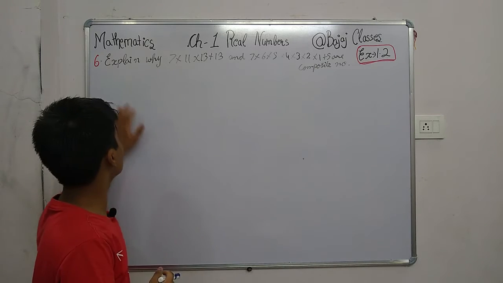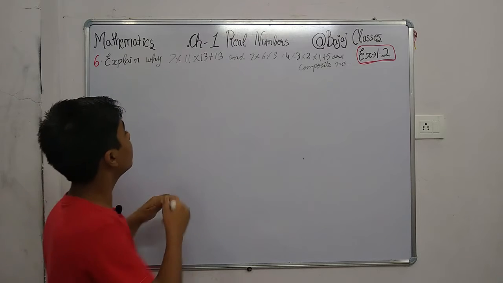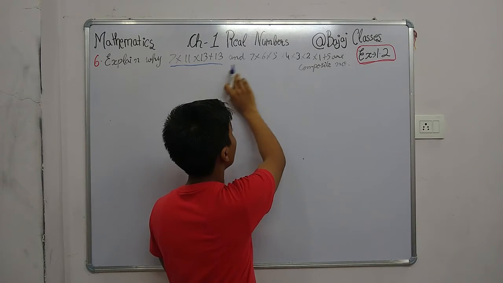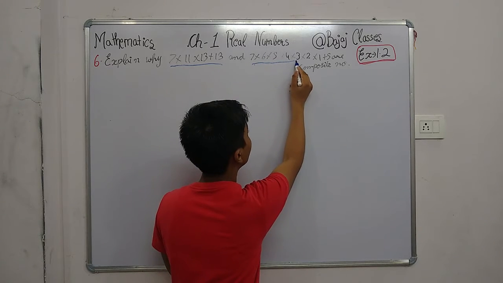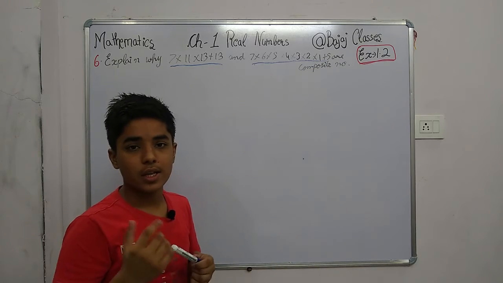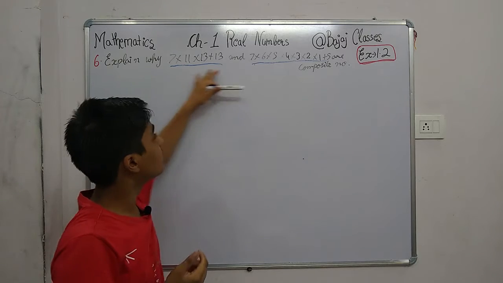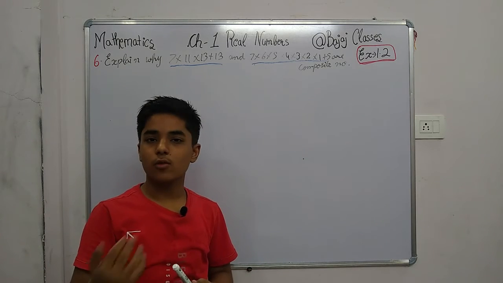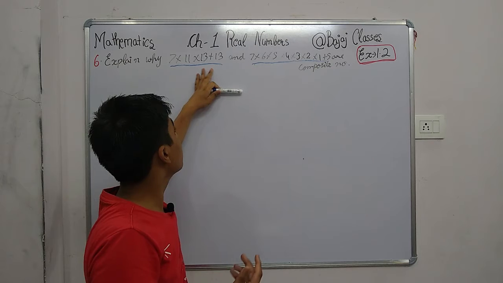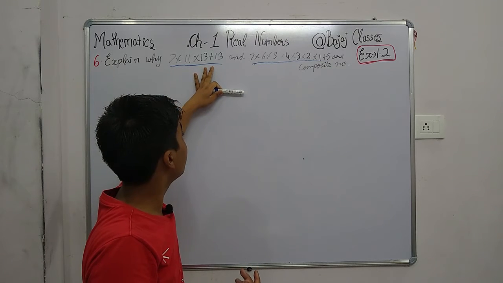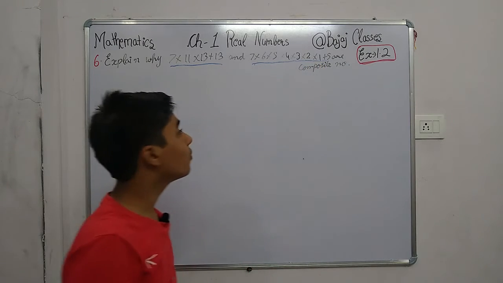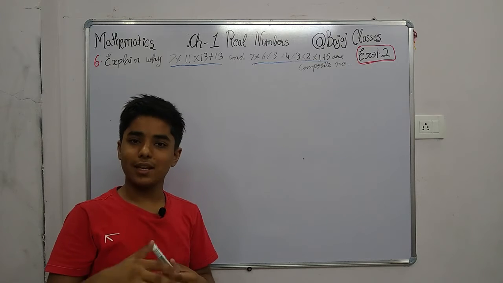Now guys, our next question is the sixth question. Explain why 7 into 11 into 13 plus 13 is the first number, and 7 into 6 into 5 into 4 into 3 into 2 into 1 plus 5 is the second number. In this question they are asking for the reason why both numbers are composite numbers. It would be simple if there were no plus operation. Here is multiply, here is plus, and all the rest multiply except this plus 5. So in this case we have to first take a common factor and then answer.